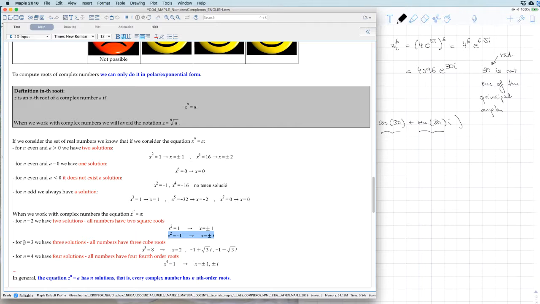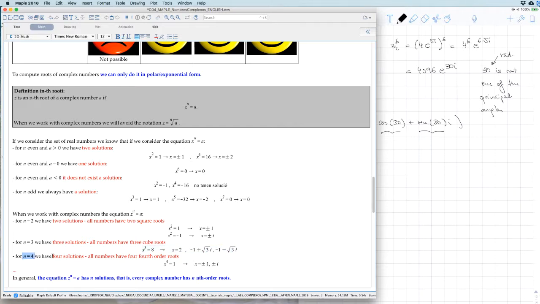Okay? For n equal to 3, we have three solutions, always. So all numbers have three cube roots. In this case, x cubed equal to 8, for instance, has these three solutions: the real one, 2, and then these two complex solutions. So we have three solutions.